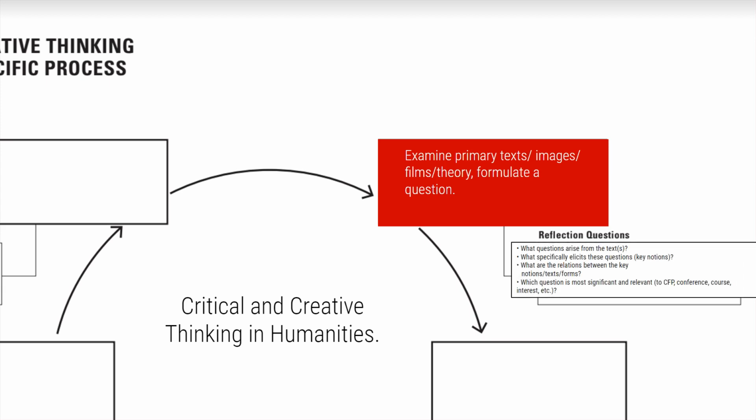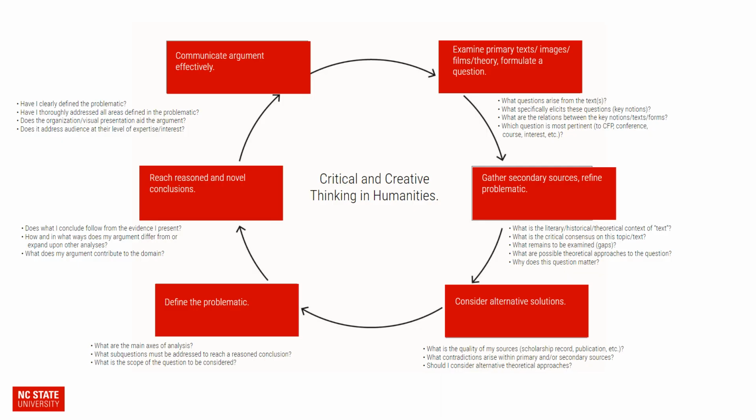And then related questions and reflective questions might be, what questions arise from the text? What specifically elicits these questions or key notions? What are the relations between the key notions, texts, and forms? And which question is most significant and relevant to the call for proposals, conferences, courses, interests, etc.? And then we can see here how some of this language translates throughout the full process.